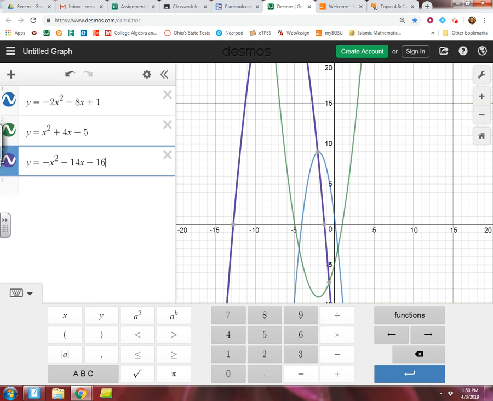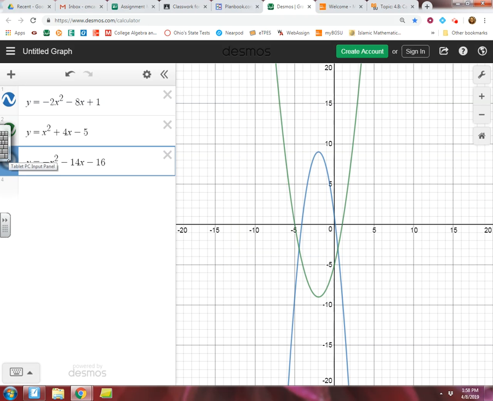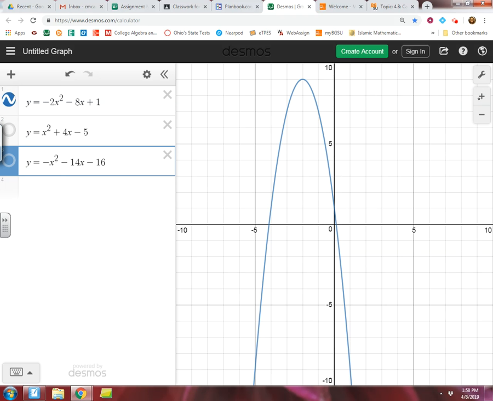I have three of them up there, right? If I click on these circles, it turns them on and off. So I'll just turn the second two off, and we'll look at the first one. Is this okay for everybody?